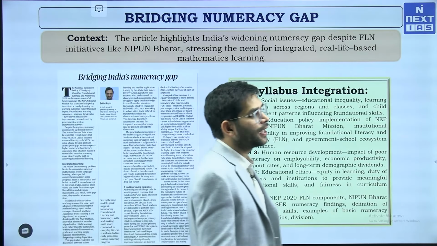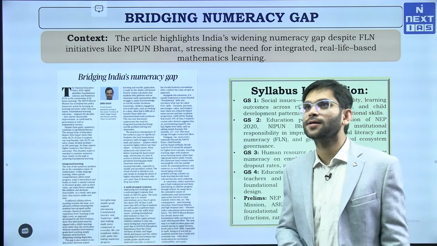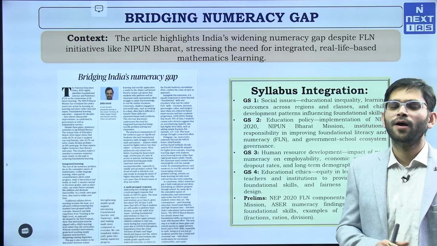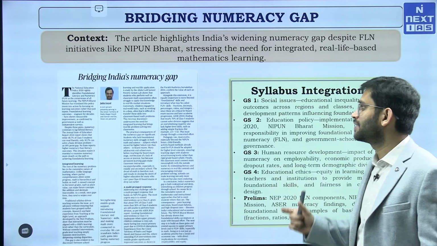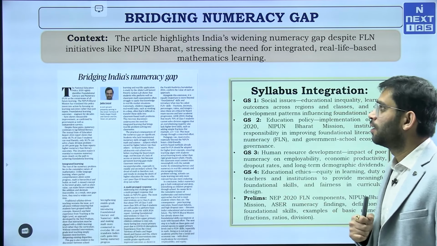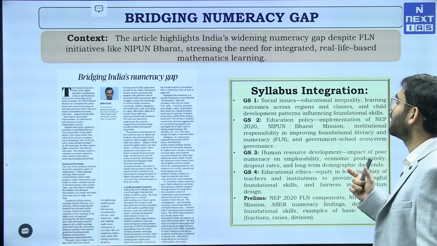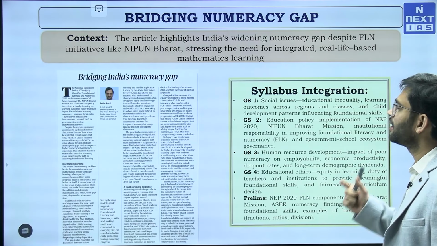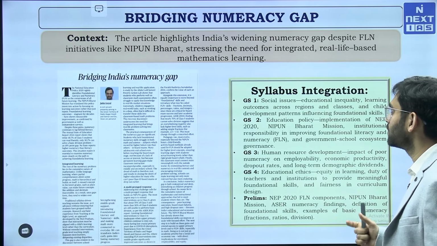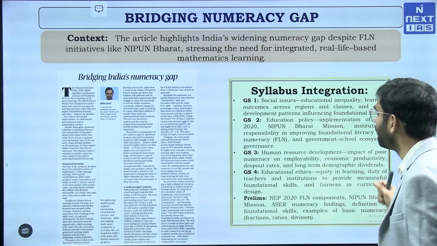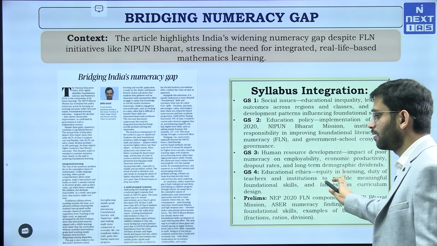So let us move on to our last article. Today this article talks about foundational numeracy learning. Okay, now it states India's widening numeracy gap despite FLN initiatives like Nipun Bharat, stressing the need for integrated, real life based mathematical learning.